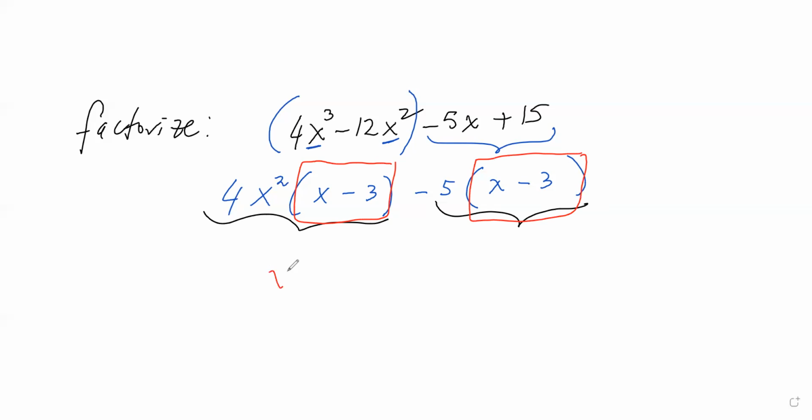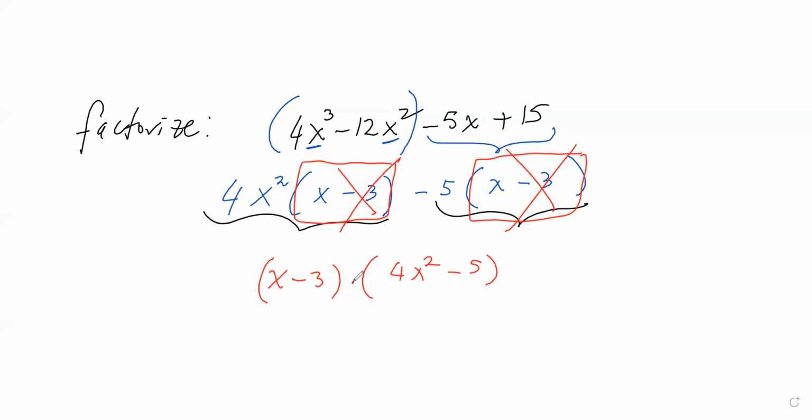If I pull out the x minus 3 this time, then I pull this out, this is not here anymore, and I have 4x squared left. And I pull this out, this is not here anymore, then I have 5 left. And these are the factors of the polynomial.